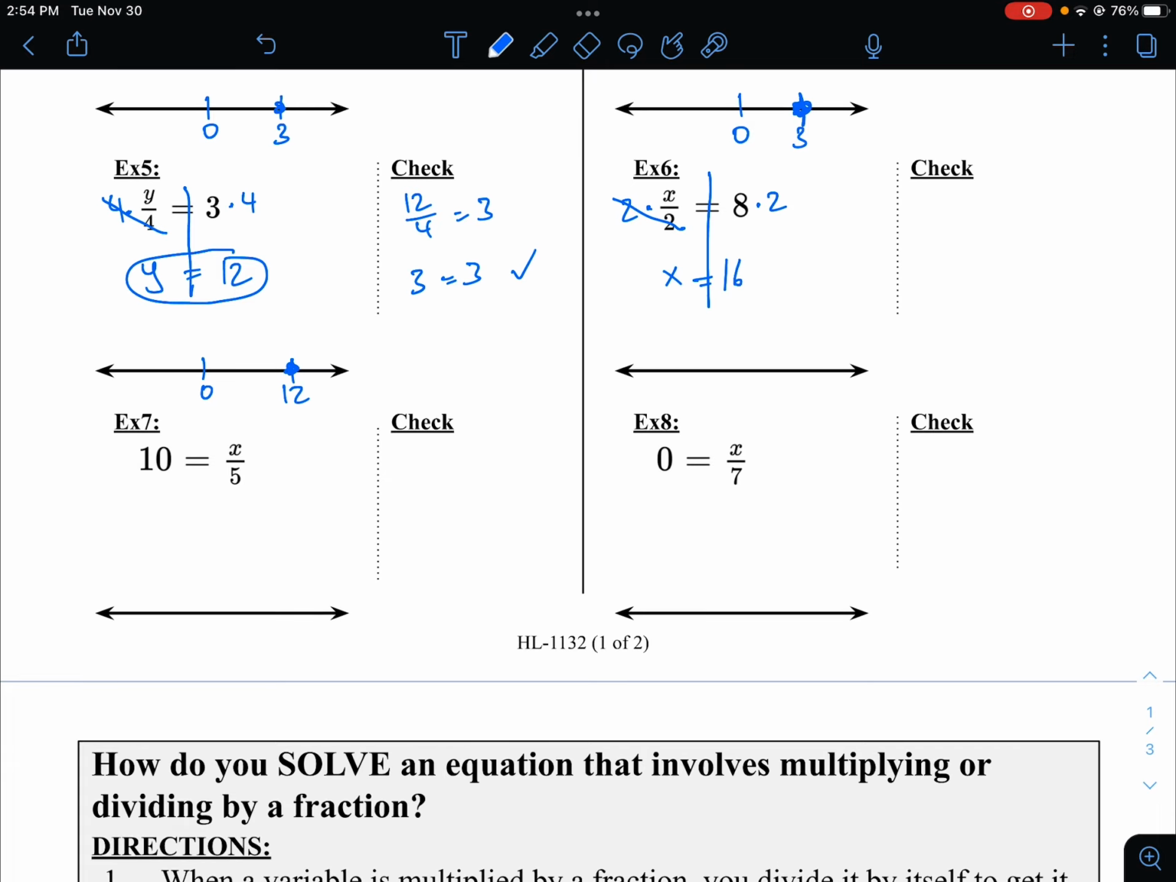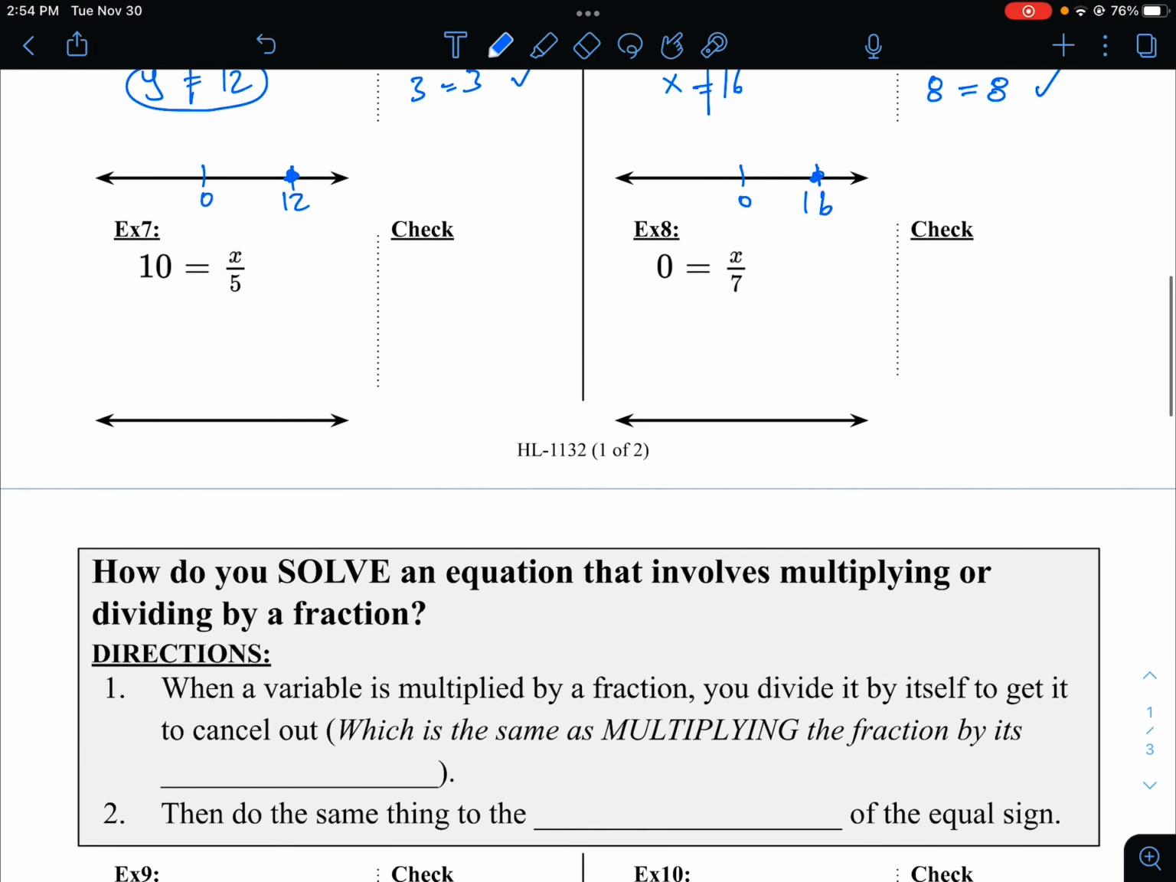Let's see if that is actually true. Does 16 divided by 2 equal 8? It does. That checks out. Let's graph that. 0, 16 is up there, I guess. It's right there. There you go.